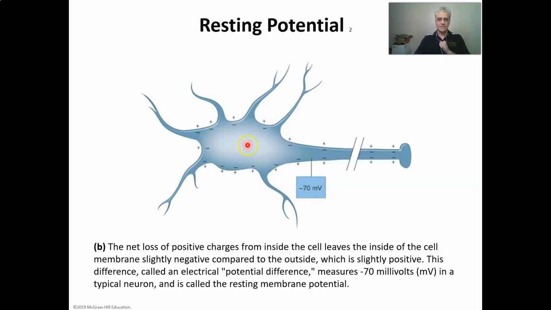All right? That sets up a highly positive outer charge and a highly negative inner charge. And if we measure this potential difference, we say that it is a negative 70 millivolt difference. More negative on the inside than the outside. All right. This is the resting membrane potential. Resting. Think of the word resting.